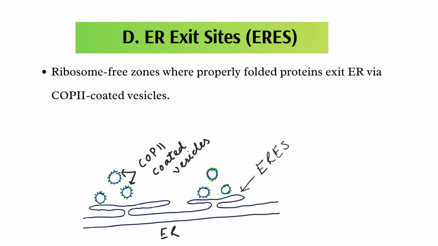The endoplasmic reticulum has special regions called ER exit sites, or ERES. These are areas without ribosomes where properly folded proteins leave the ER. The proteins exit in small transport carriers known as COPII-coated vesicles, which take them to the next stage of their journey, usually the Golgi apparatus.